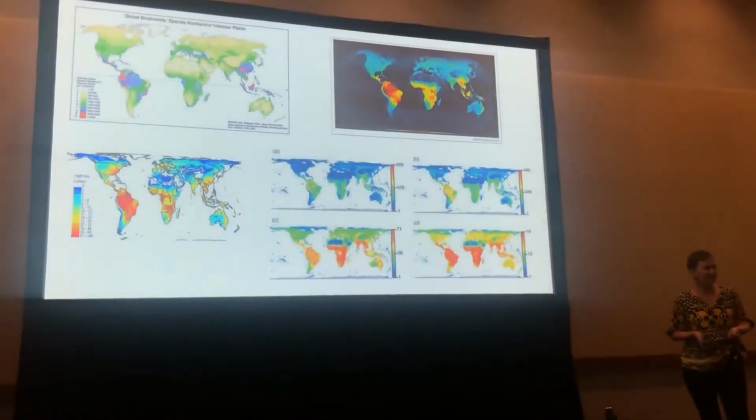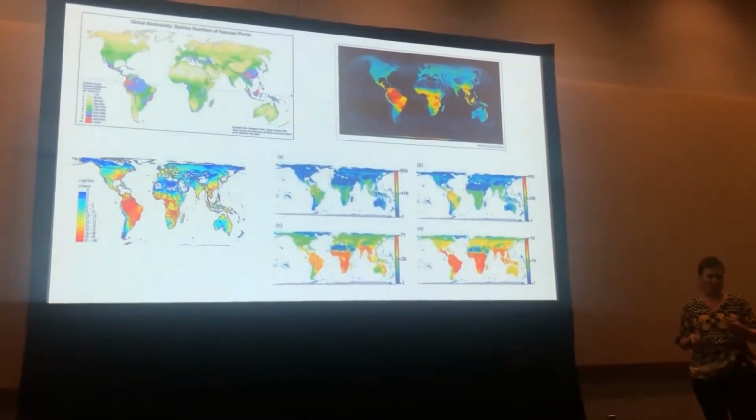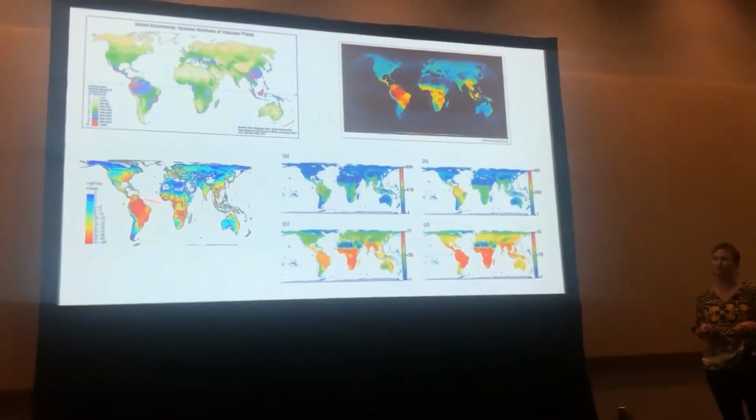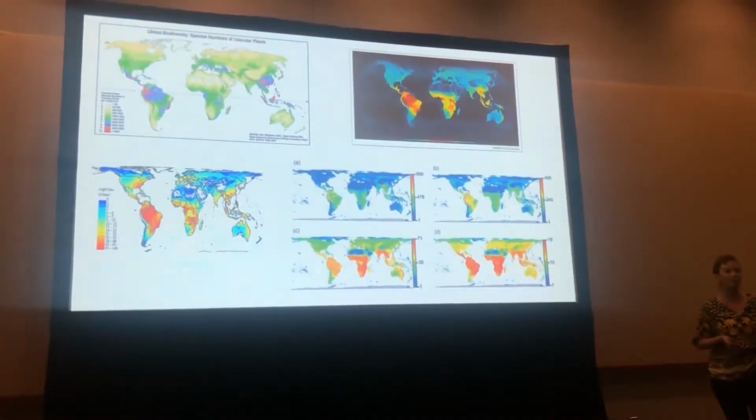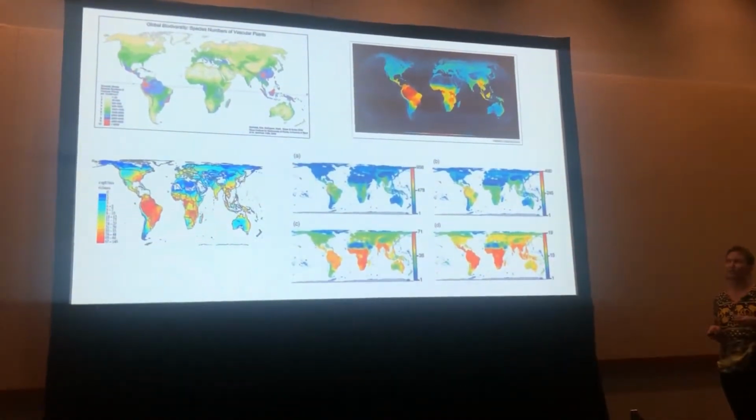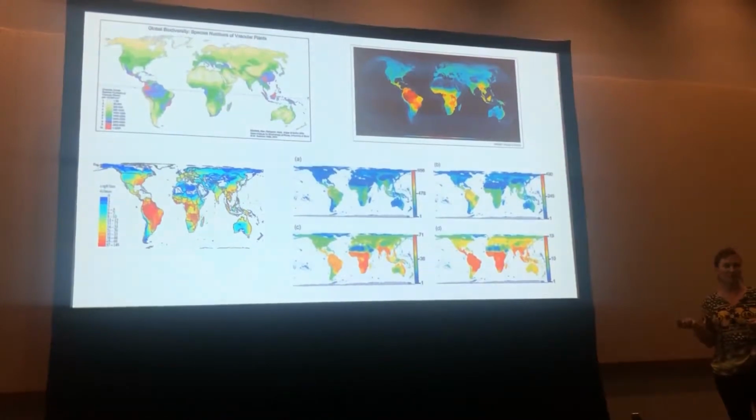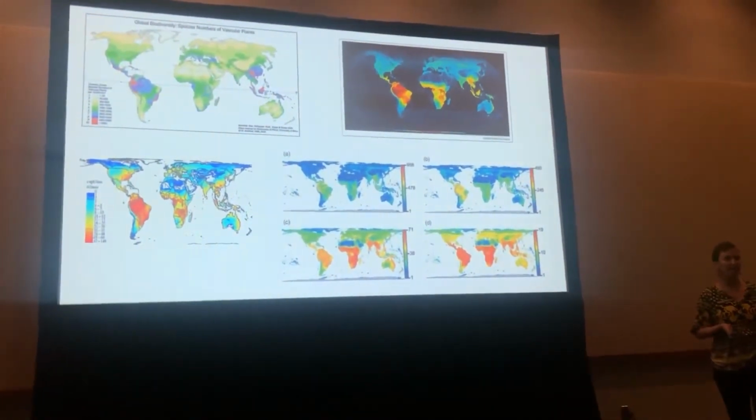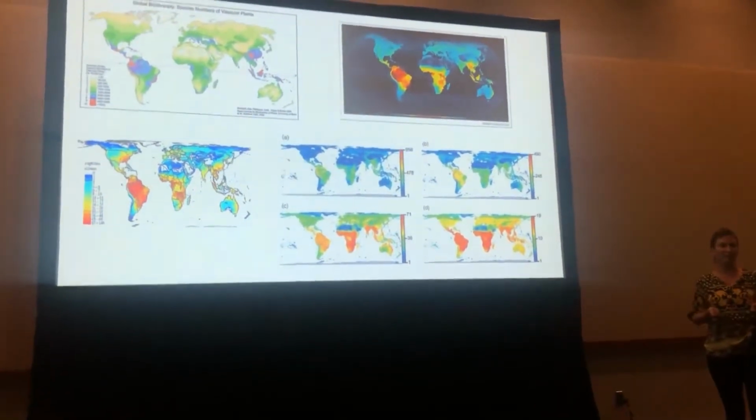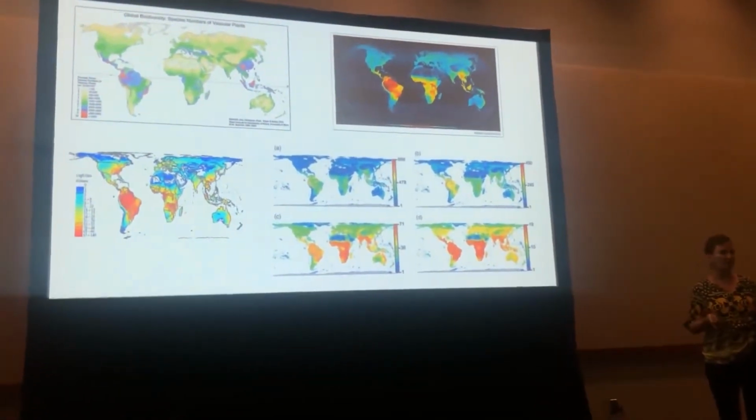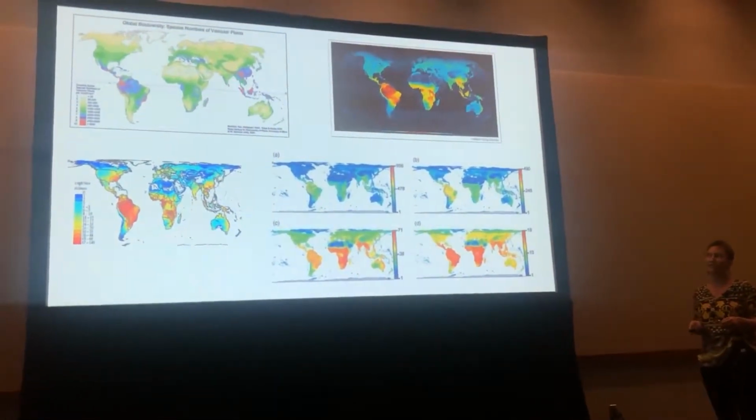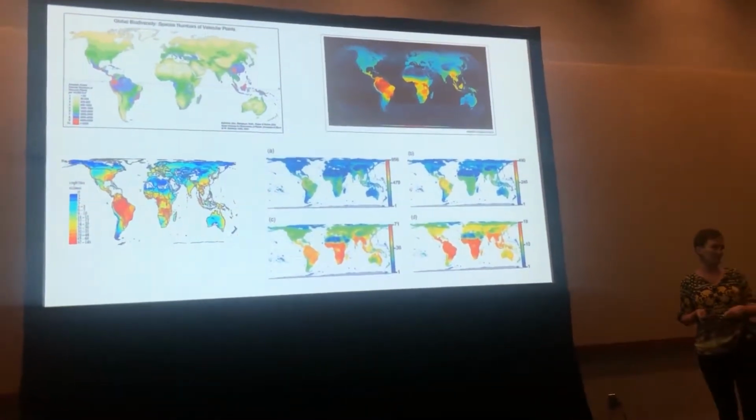So what is the latitudinal diversity gradient? In all of these maps, warmer colors refer to higher species richness, and cooler colors refer to lower species richness. And so in each of these maps, which include mammals, birds, amphibians, and vascular plants, we see this pattern where we have really high species richness in the tropics around the equator, and then as we go either north or south with increasing latitude, we see decreasing species richness.